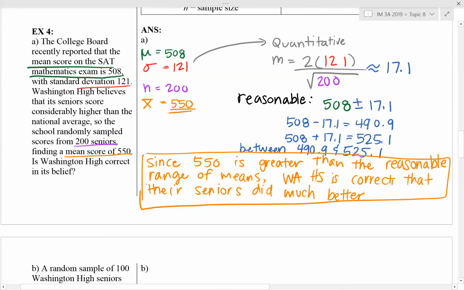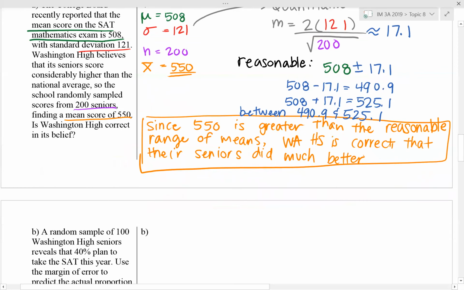Okay, so we had to calculate the margin of error for quantitative data, then add and subtract that number from the true mean of the population, so what College Board said that the mean of that year's data was, and then compare: is Washington's score between those two numbers, or is it outside of those numbers? Did they actually perform better than where the true average lies?